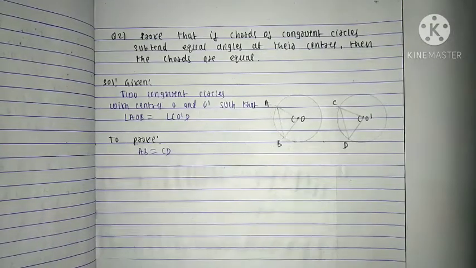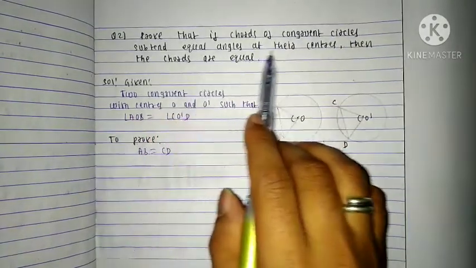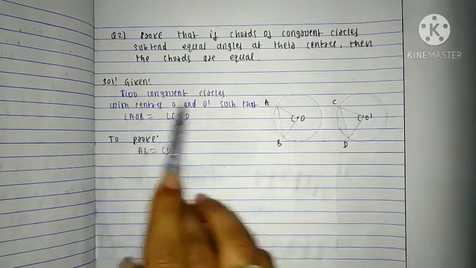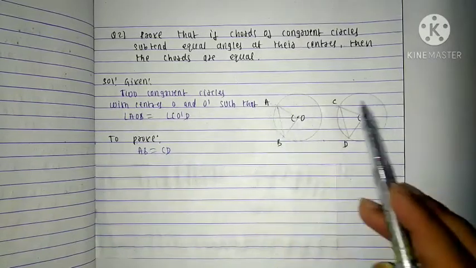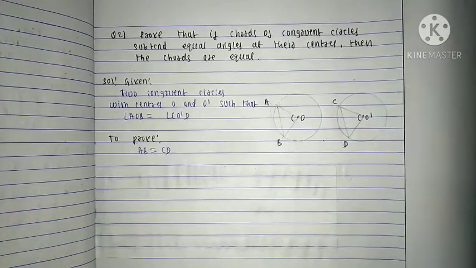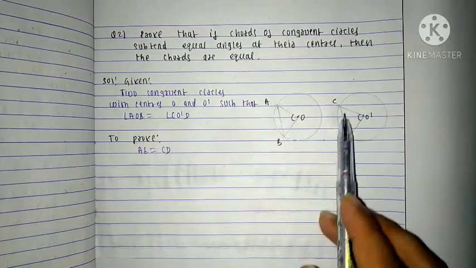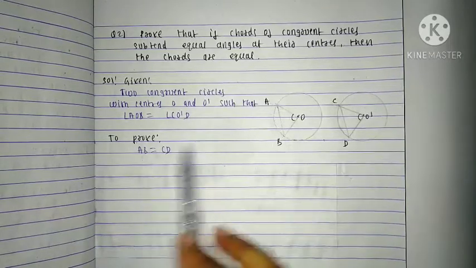Now let us solve the second problem. Let us see what they have given. Prove that if the chords of congruent circles subtend equal angles at the centers, then the chords are equal. They have given two congruent circles with centers O and O', such that angle AOB is equal to angle CO'D. Now what do we have to prove? We have to prove that AB is equal to CD.